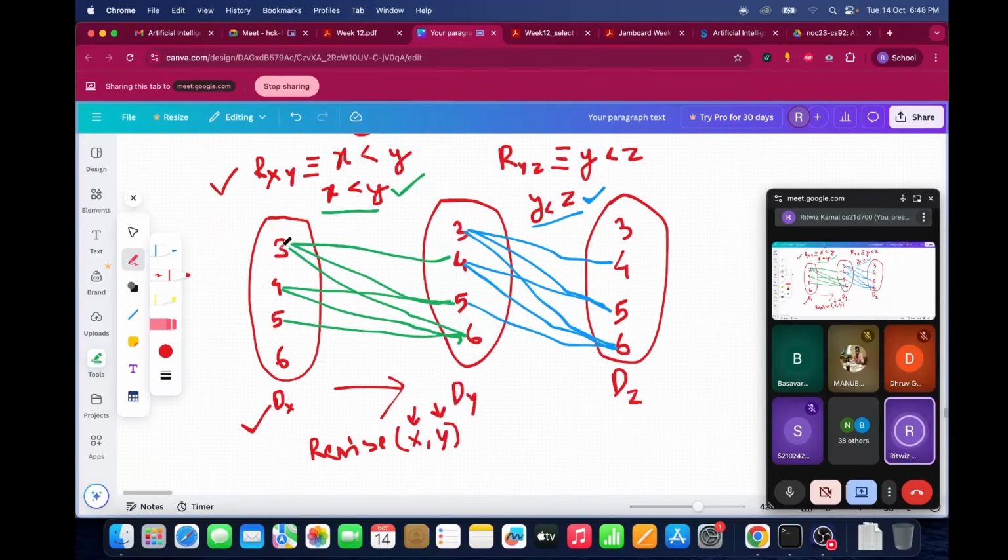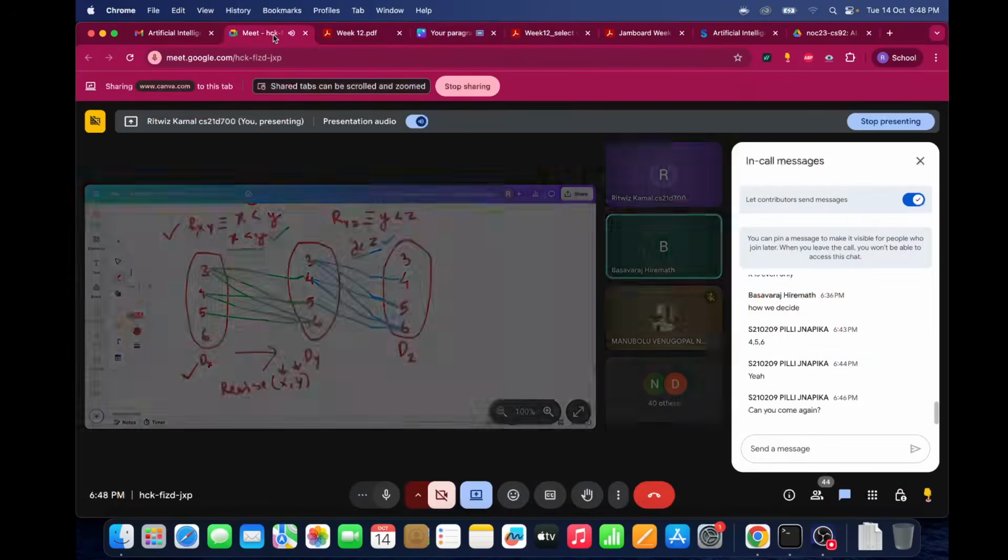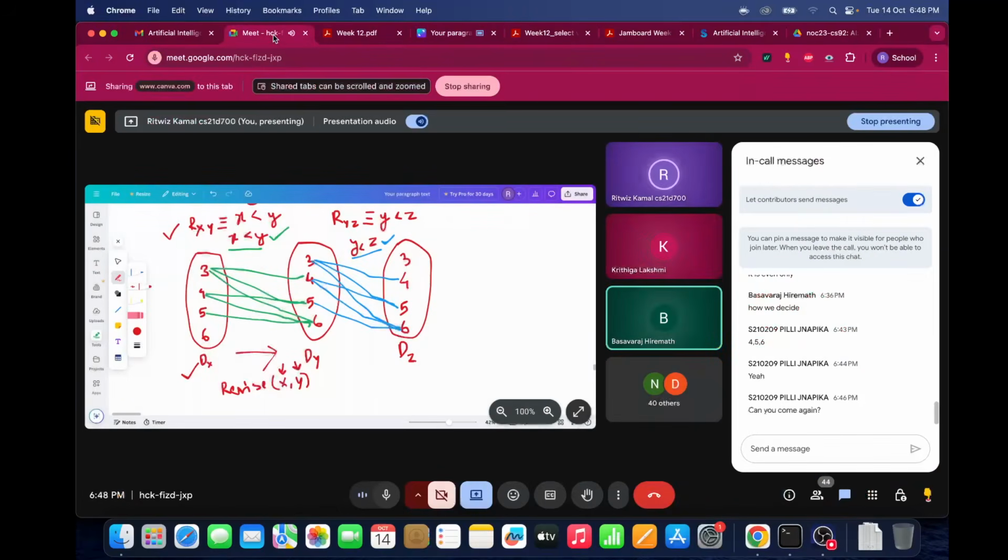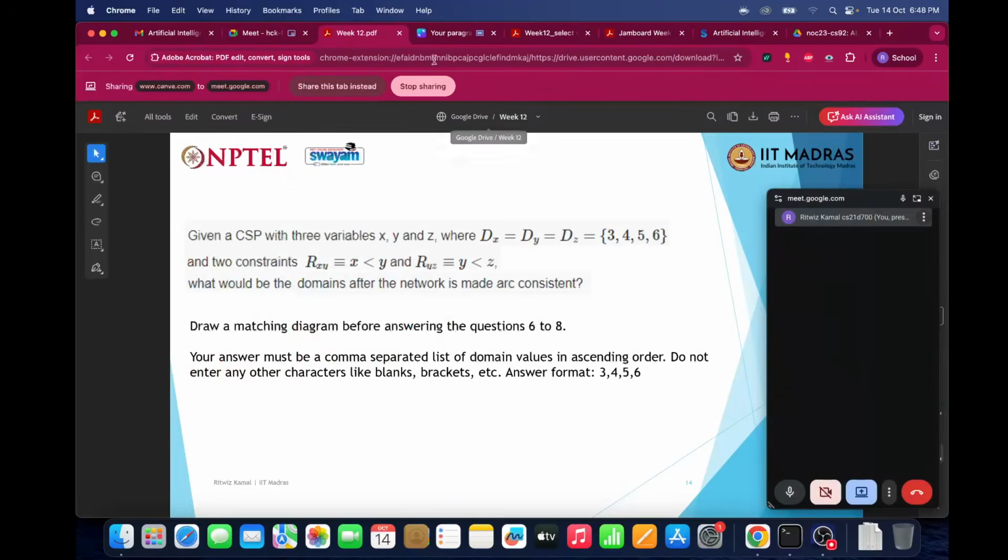So for example, for 3, is there at least one element in the domain of y which is related to 3? There is, right? We have 4, 5, 6, 3 elements in the domain of y that are related to 3. Is everyone convinced about that? Any doubts there? No doubt. Okay, great. So 3 is clear.